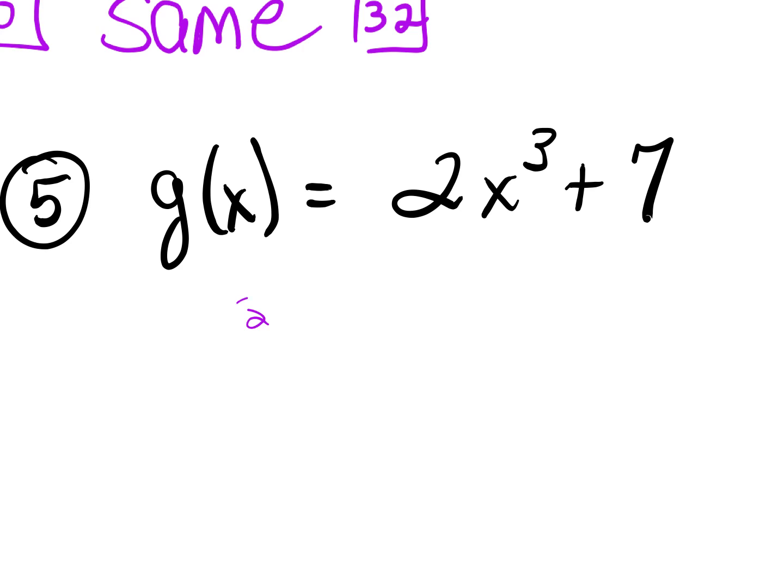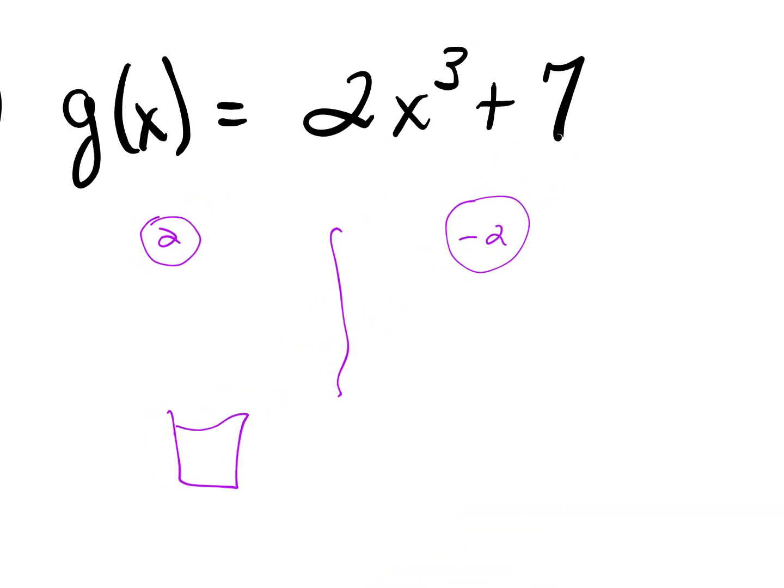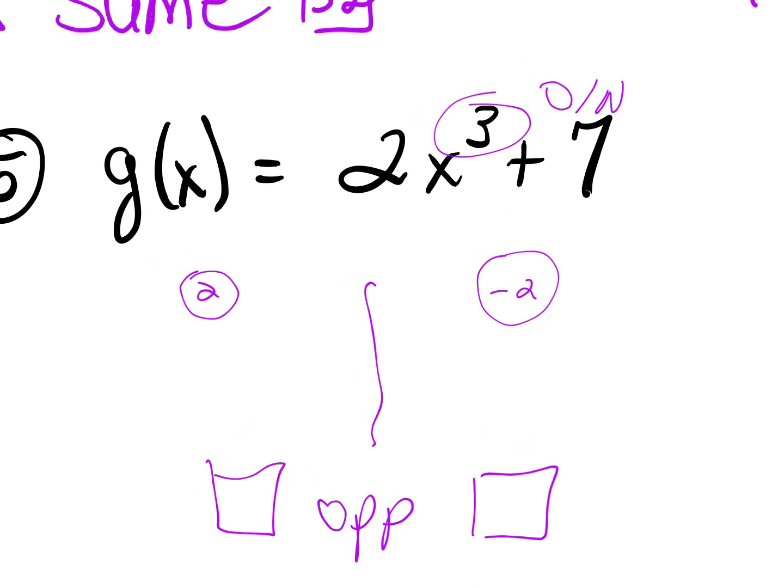Two and negative 2? What are my two possibilities? Even, odd or neither. What is the relationship between the two answers? They have to be opposites in order for it to be an odd function. So I have 2 times 2 cubed plus 7. What's 2 cubed? 8. And 8 times 2 is? 16. What's 16 plus 7?